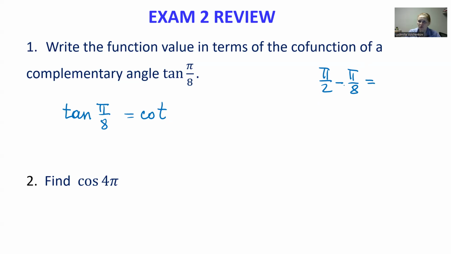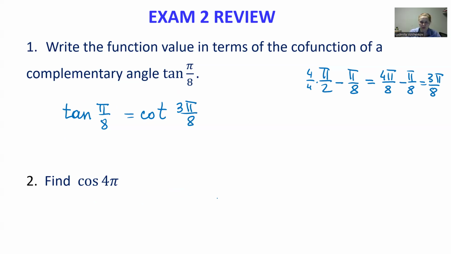Okay, to subtract pi over 8, let us make the same denominators by multiplying by 4 over 4. Pi over 2 minus pi over 8 is 3 pi over 8. So tangent of pi over 8 equals cotangent of 3 pi over 8.